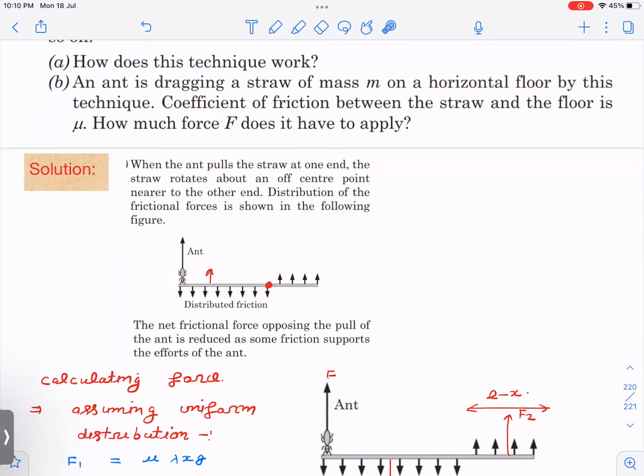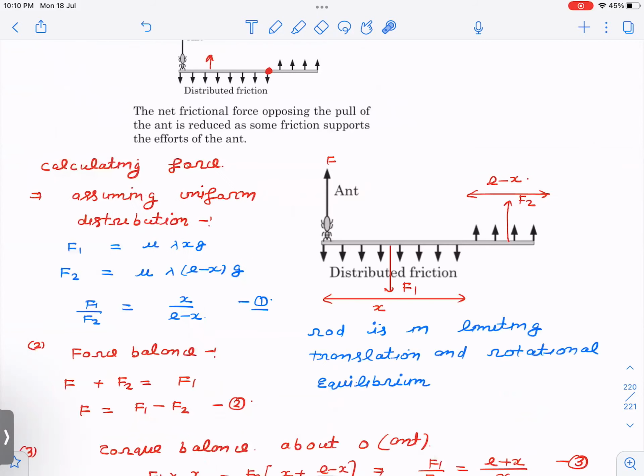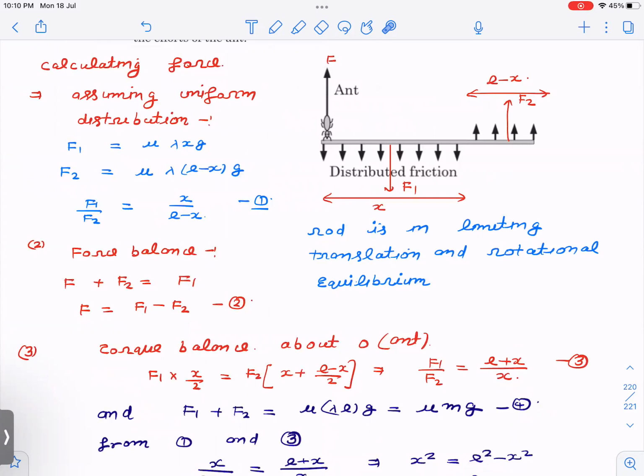Now next, we have to calculate: there's a straw of mass m on a horizontal floor, moved by this technique. The coefficient of friction is mu. How much force does the ant have to apply? Let us see. Same diagram I have used again. Suppose the ant is applying force F, which we need to find out. This total is friction force F1, this total is friction force F2. Let us assume this distance is x, and this distance is L minus x.